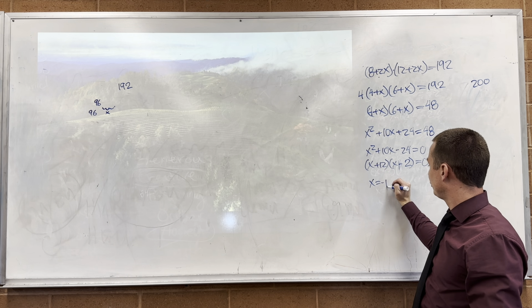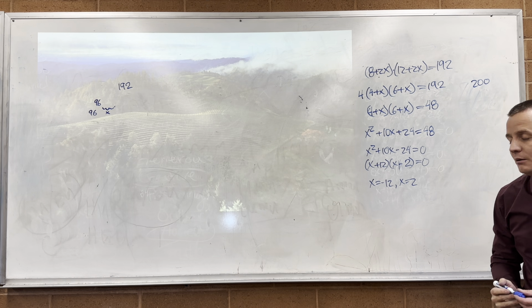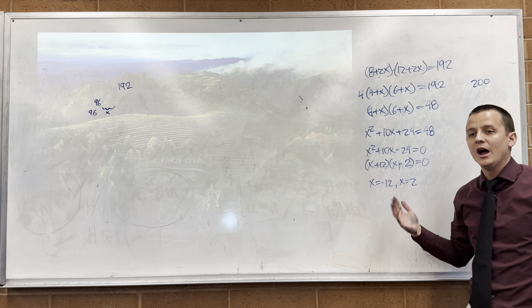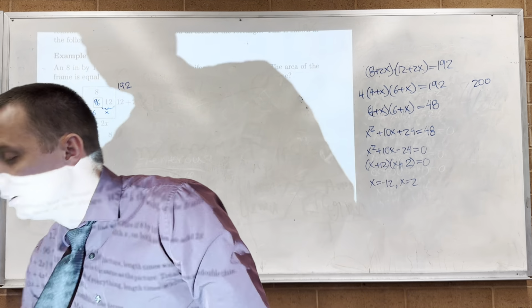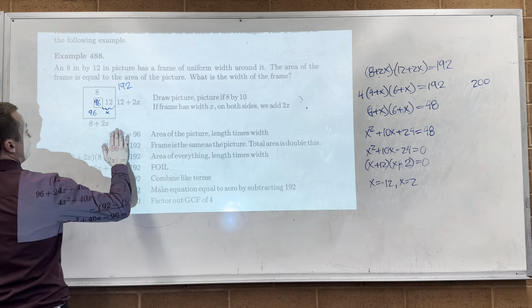Okay, so now, what are our solutions? It's x equals minus 12 or x equals 2. Is it possible that our frame has a width of minus 12? No. No, so our answer is 2. And so 2 should be our answer. And we can quickly come and validate that.